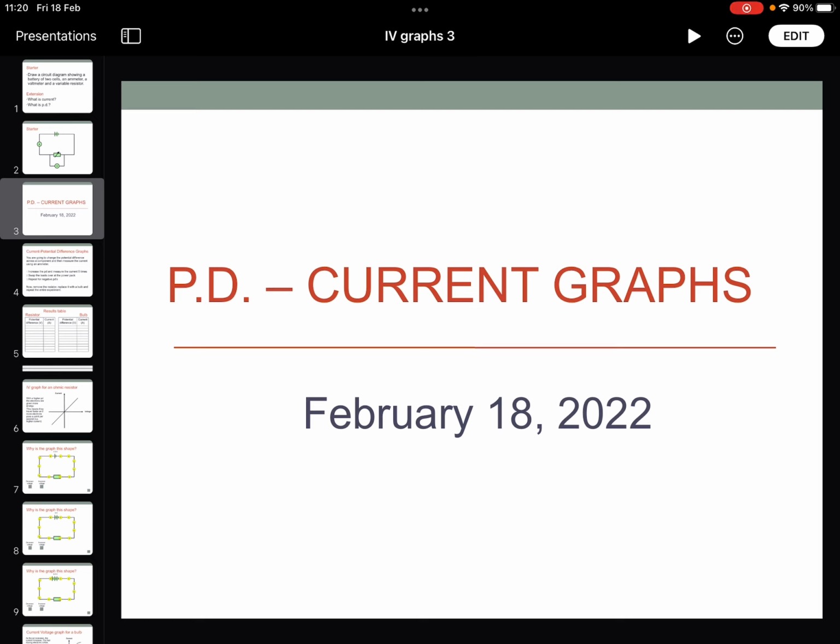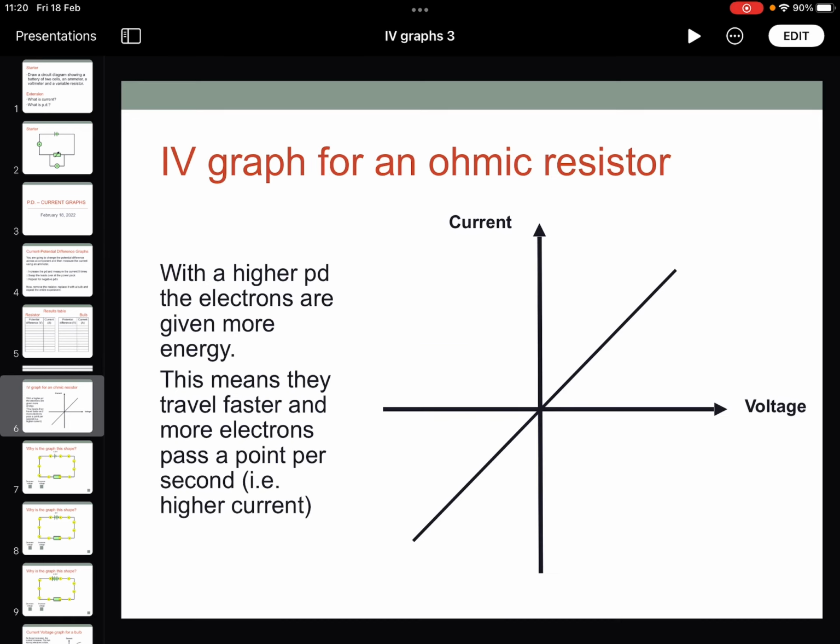Please title and date for me: potential difference, current graphs. It is the 18th of Feb today, so that is your date. Now our first graph should look like this. This is our resistor. I am calling it an ohmic resistor. What that means is that it follows Ohm's law.